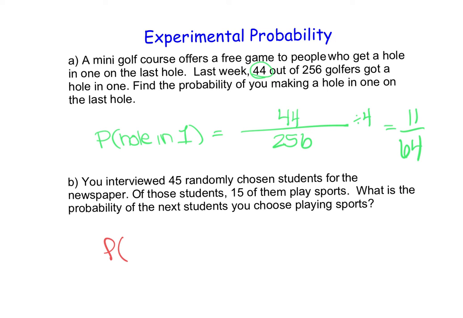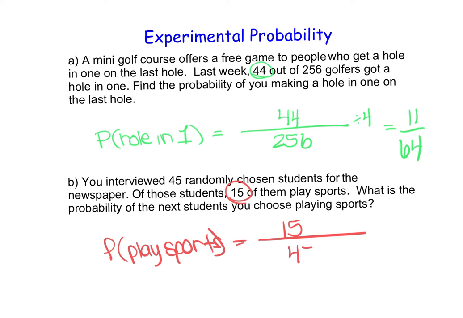So again, we're doing experimental probability because we're using data that we've gathered. And here we're looking for the probability that the next student we pick plays a sport. So again, we take our number of successes, which is 15, over the total number of trials, which is 45. And then we can simplify this fraction by dividing each by 15 to find that my probability is 1/3.